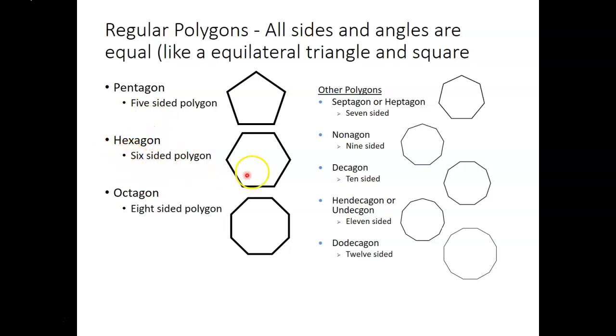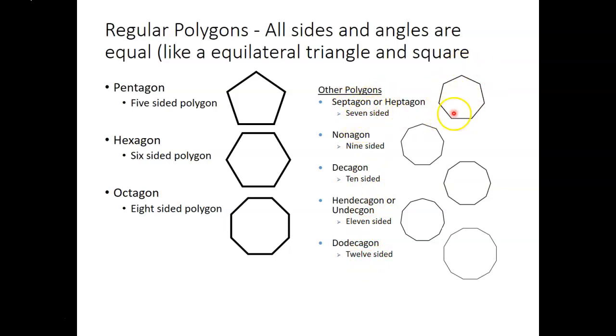So every one of these angles are 72 degrees. A hexagon. Hexagon's six-sided, of course. Okay? Every one of the angles here, 360 divided by 6, would be 60 degrees. Okay? An octagon. Here's our stop sign. 8-sided. So the degrees between each one of these is 45 degrees. Okay, so we need to know these three no matter what. Our other ones, we need to know the names of them, but we won't use these much.